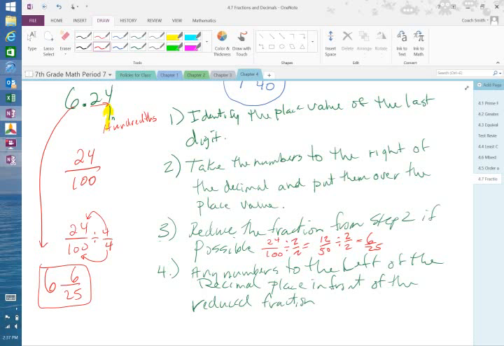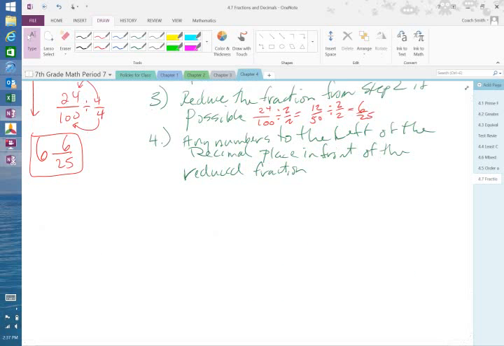Brandon. Yes, if you divide it out properly, you always get the same answer. I don't know why you're packing up. I hadn't said you're going to leave. I hadn't even given you your homework assignment yet.